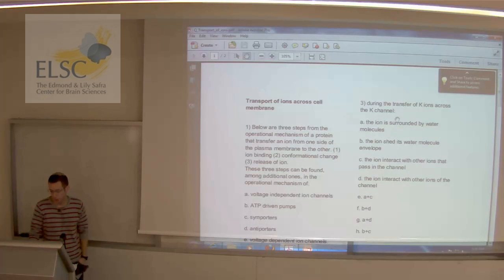3. During the transfer of potassium ions across the potassium channel, the ion is surrounded by water molecules. Right? Remember, it sheds its water shell and passes sort of naked without these molecules. Okay, so this is incorrect. B, the ion sheds its water molecule envelope, exactly what you just said. C, the ion interacts with other ions that pass in the channel. And let's continue with D for a second. And so D, the ion interacts with other ions of the channel. Yes, D. So B and D.